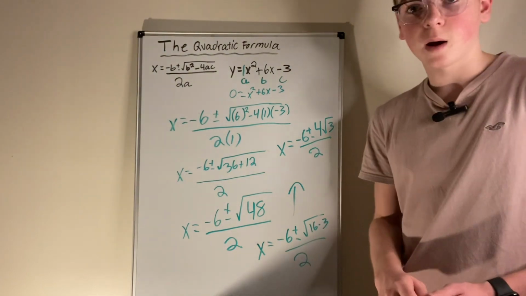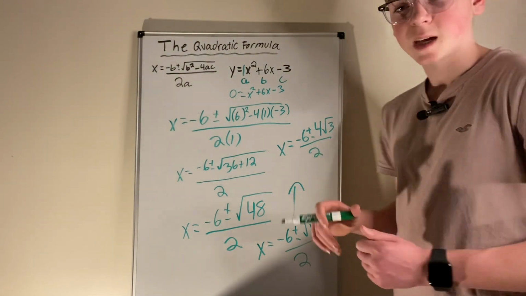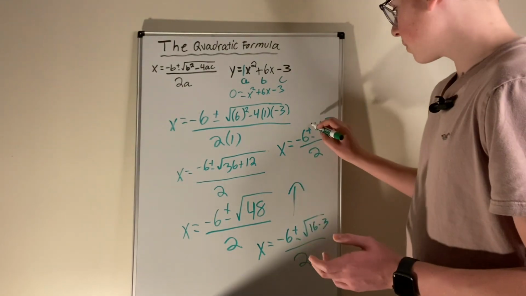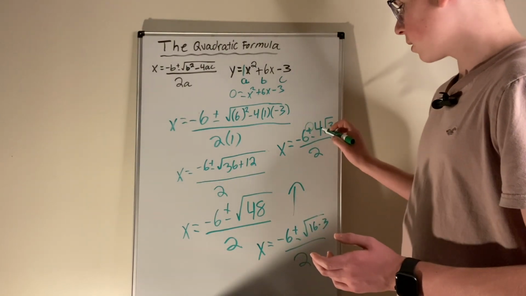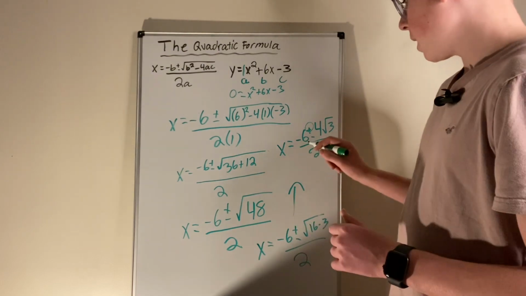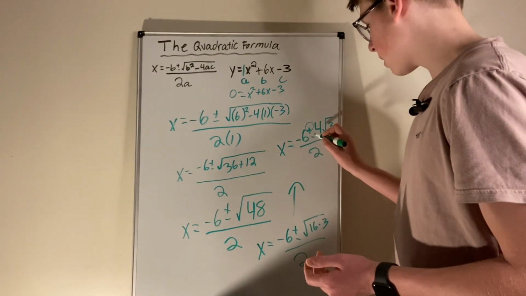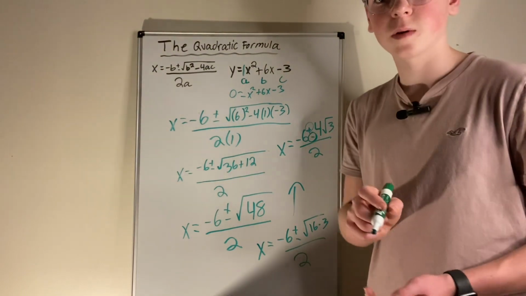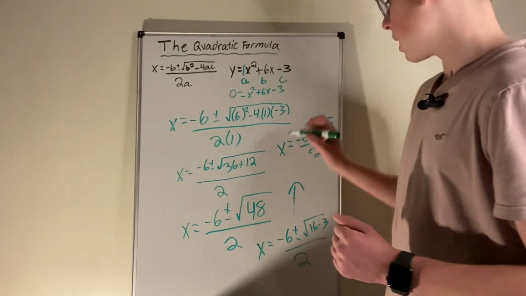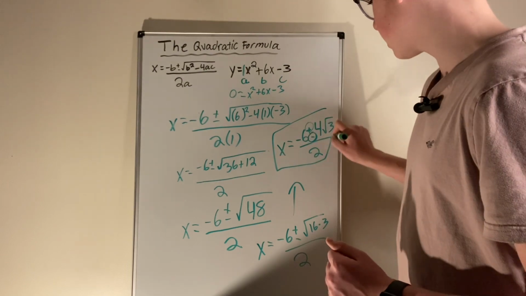So now our x-intercepts would be negative 6 plus 4 root 3, over 2, comma 0, and negative 6 minus 4 root 3, over 2, comma 0.